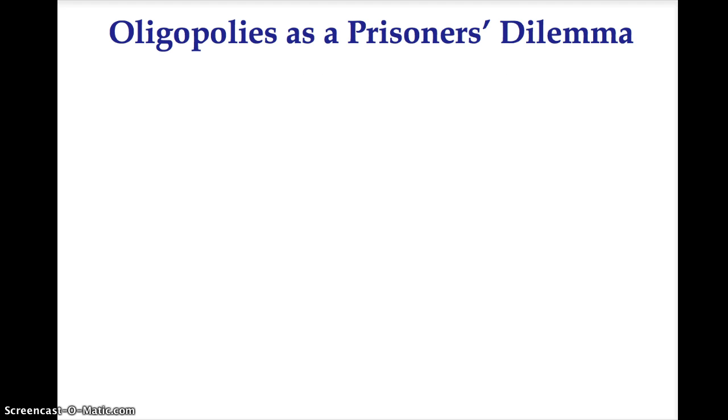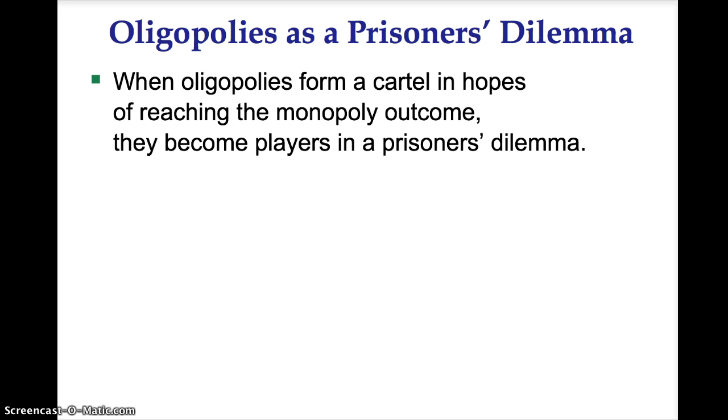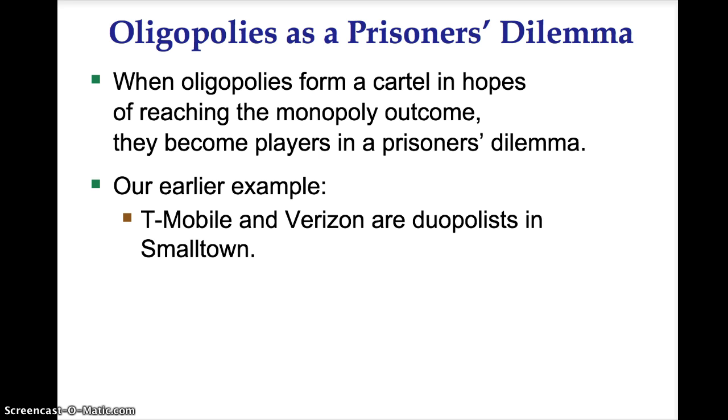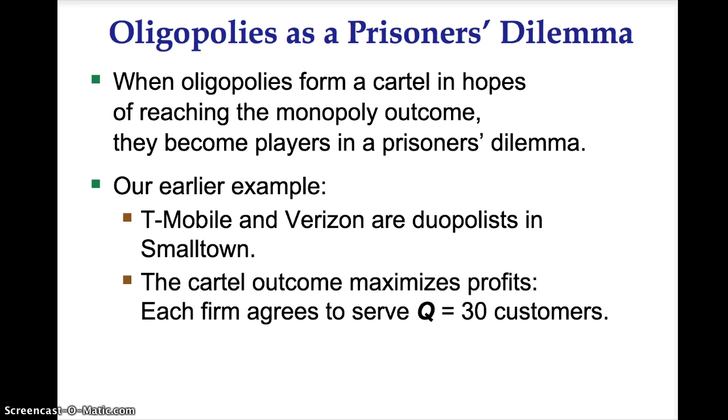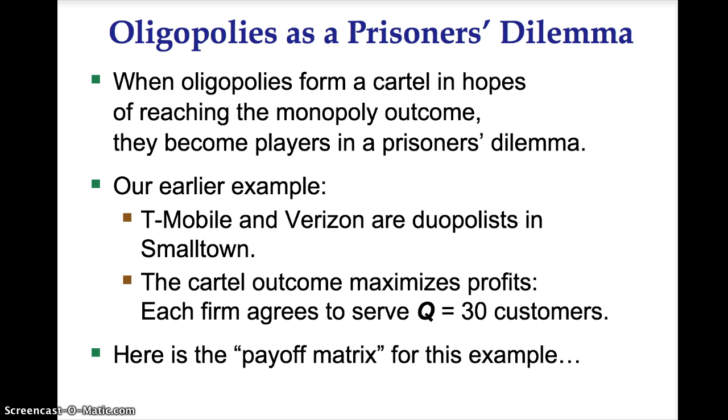Oligopolies as a prisoner's dilemma. When oligopolies form a cartel in hopes of reaching the monopoly outcome, they become players in a prisoner's dilemma. Our example earlier, T-Mobile and Verizon are duopolists in Smalltown. The cartel outcome maximizes profits. Each firm agrees to serve 30 customers. Here is the payoff matrix for this example.